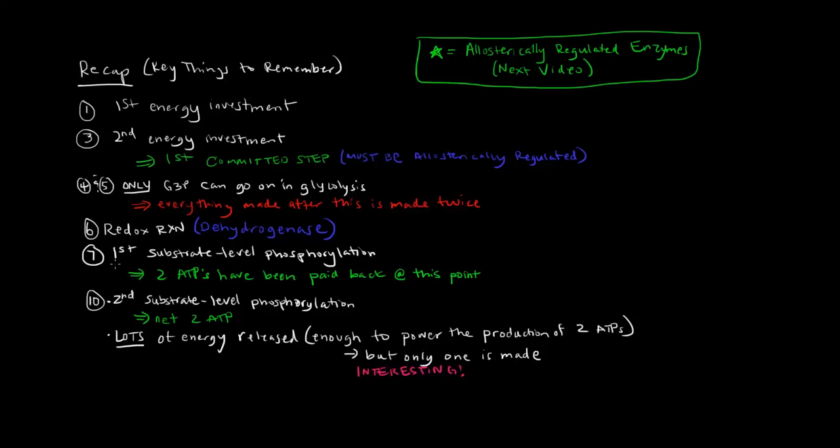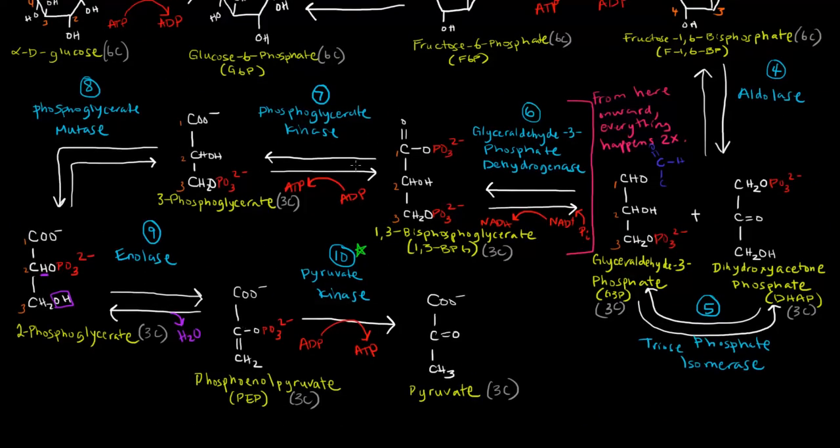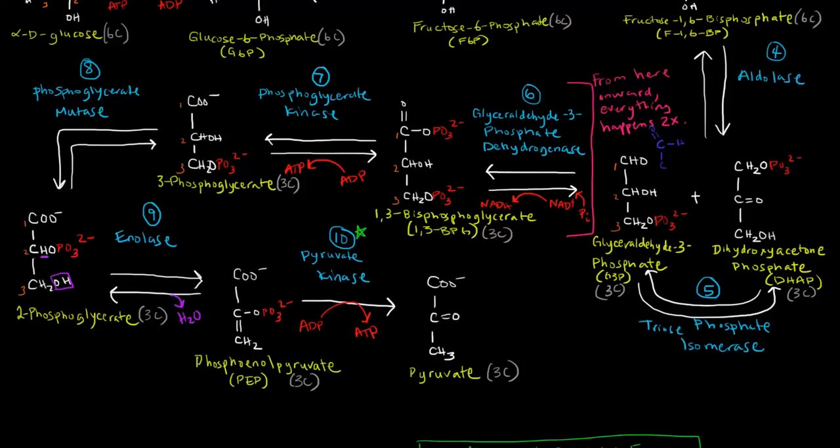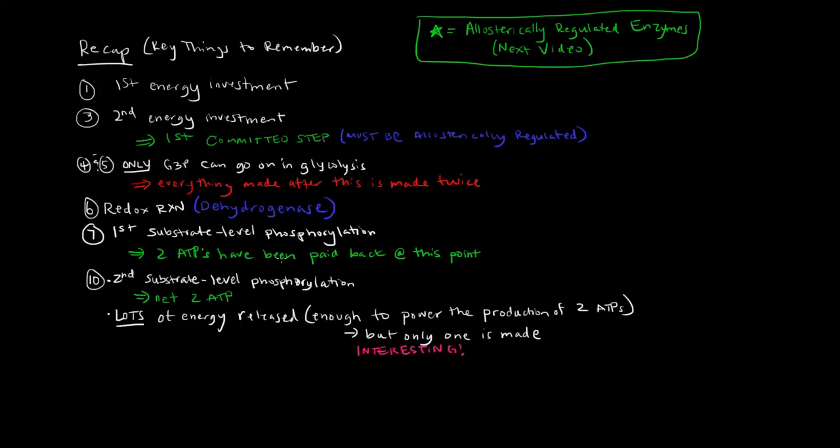The 7th step is with the first substrate level phosphorylation. So substrate level phosphorylation is just this idea that here we're taking this enzyme, this phosphoglycerate kinase, acting on this substrate, 1,3-bisphosphoglycerate, and it's taking that phosphate off of there and adding it onto ADP to make ATP. So that's what substrate level phosphorylation is, just taking a phosphate off of a substrate and tacking it onto ADP to make ATP. Okay, so that's the first substrate phosphorylation in that 7th step. At that point, we've paid back our 2 ATPs, right? Because that reaction happens twice.